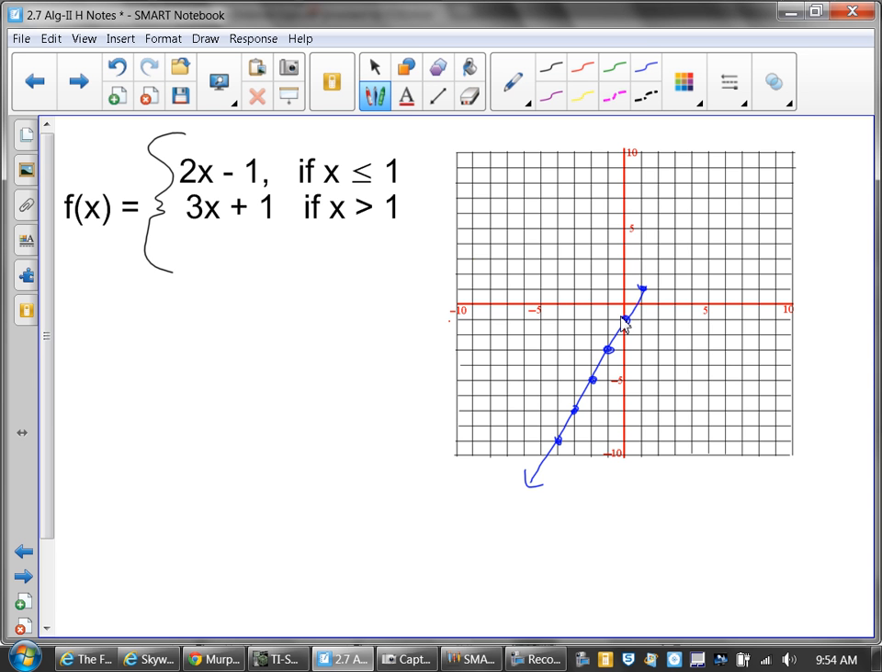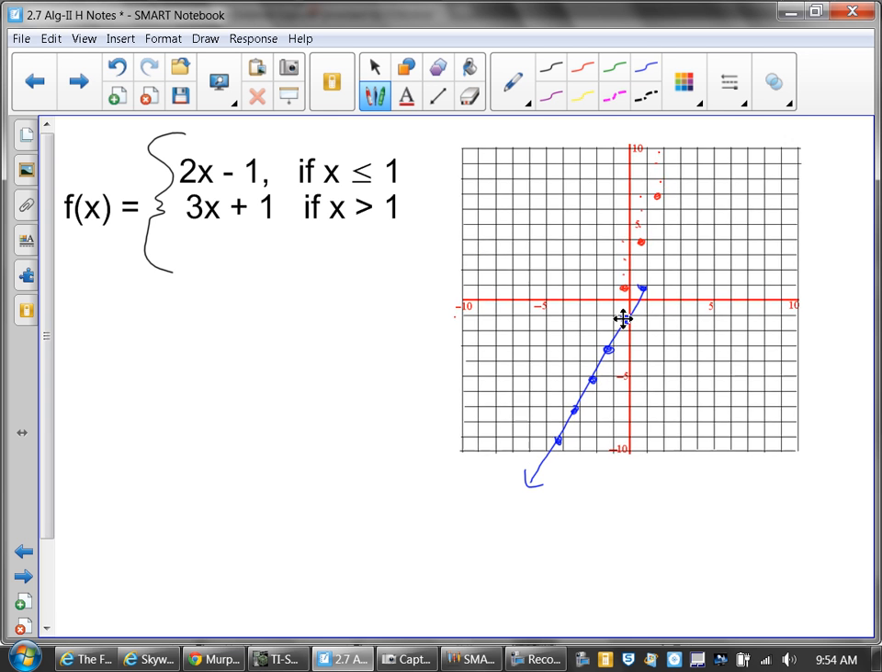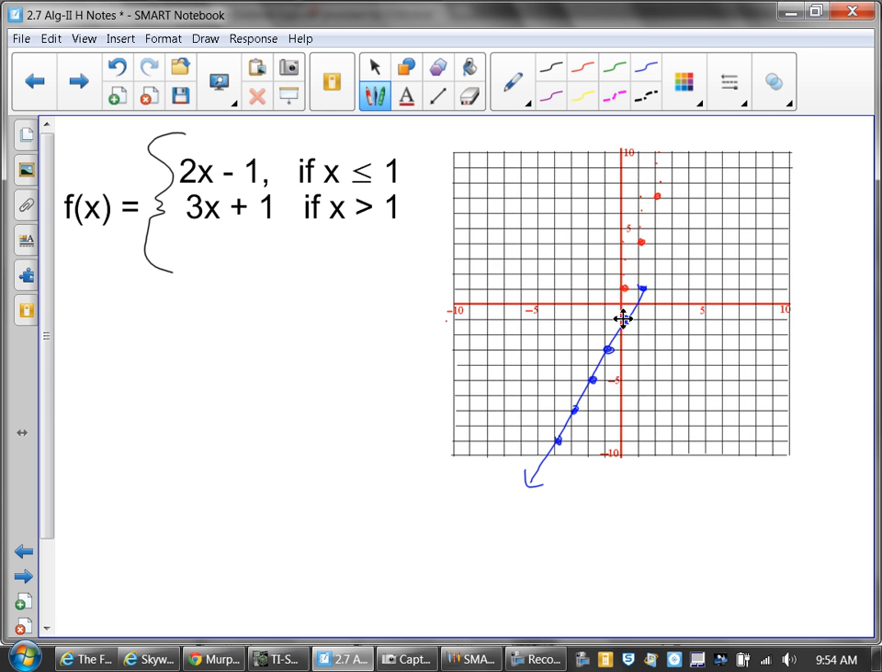Same thing, 3x plus 1. Where do I start that one? At 1. I'll change colors here. And then I walk my slope of 3. Yes, it will be an open dot.